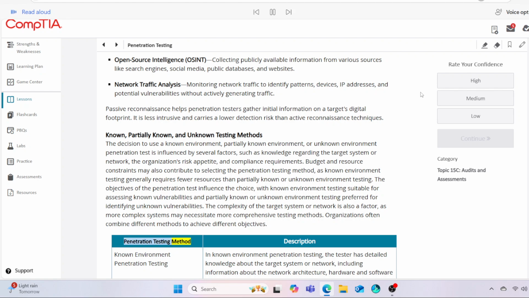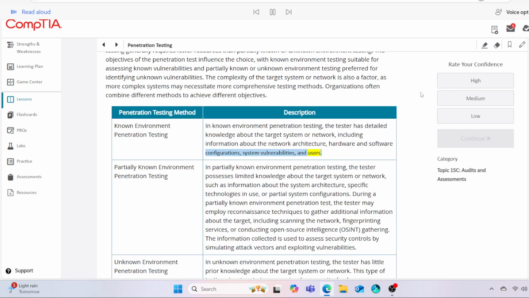Penetration testing method. Description. Known environment penetration testing. In known environment penetration testing, the tester has detailed knowledge about the target system or network, including information about the network architecture, hardware and software configurations, system vulnerabilities, and users.